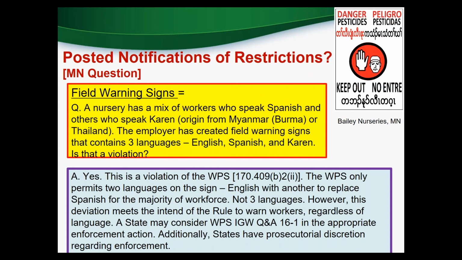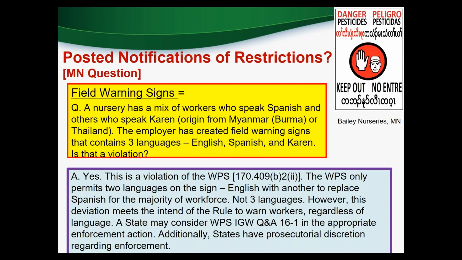And is that a violation? And of course, the answer is yes. This is a violation of WPS. The WPS only permits 2 languages in the sign, English and another language, to replace Spanish for the majority of the workforce. WPS does not allow 3 actual languages. However, this deviation does meet the intent of the rule to warn workers regardless of the language.